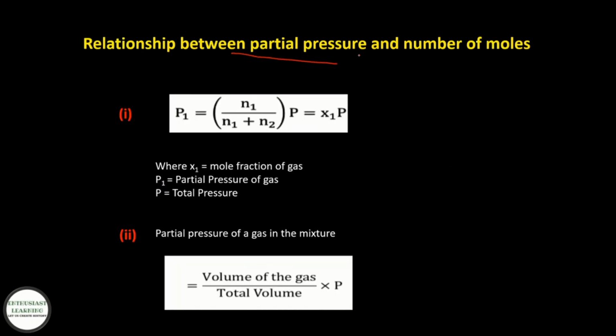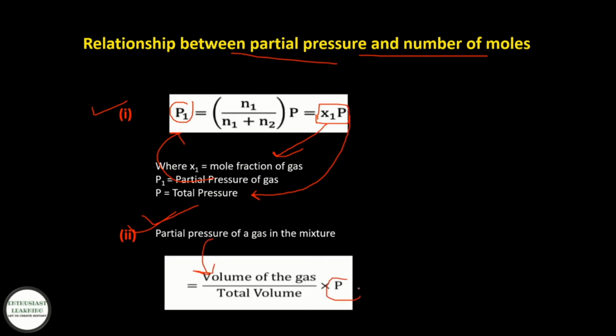Relationship between partial pressure and number of moles. First, P1 = n1/(n1 + n2) into P, which is equal to mole fraction of a gas into pressure. X1 is the mole fraction of a gas, P is the total pressure, and P1 is the partial pressure. Now the partial pressure of a gas in the mixture is equal to its volume by total volume into P. P is the total pressure.